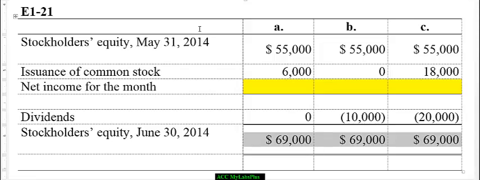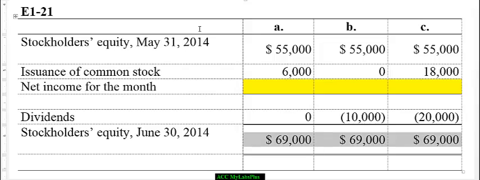So now we need to look at more detailed information. It tells us for each of the following situations with regard to common stock and dividends of a corporation, compute the amount of net income or net loss during June 2014. So the first scenario tells us that the company issued $6,000 of common stock and paid no dividends.